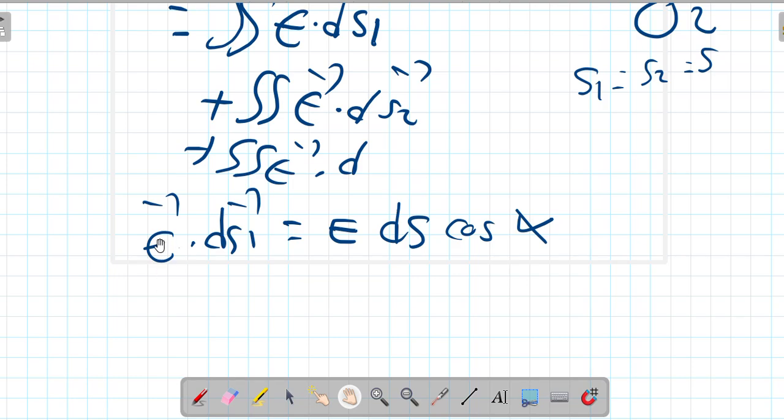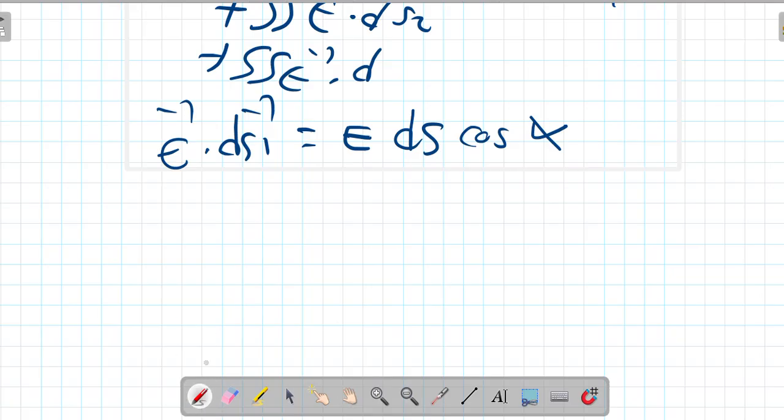Now, if E is in the z direction and S1 is also up, this is how we show they have the same direction, meaning the angle between them is 0. So cos of 0 gives us 1. Here the answer is just going to be E dS, because the angle between them is 0 and cos 0 is 1. This is why we check whether they are collinear or in the same direction, parallel, collinear, whatever you want to call it.